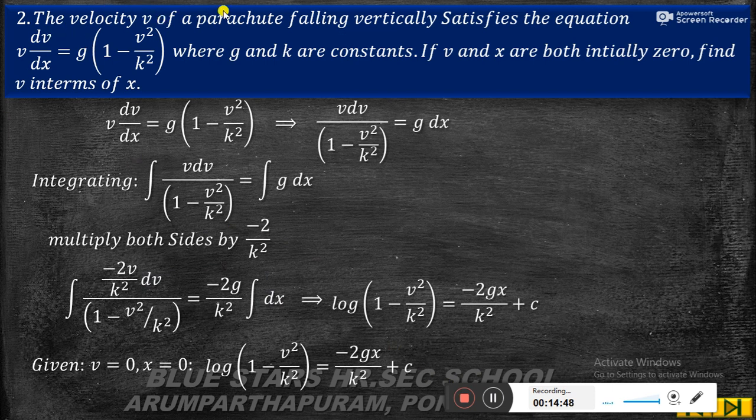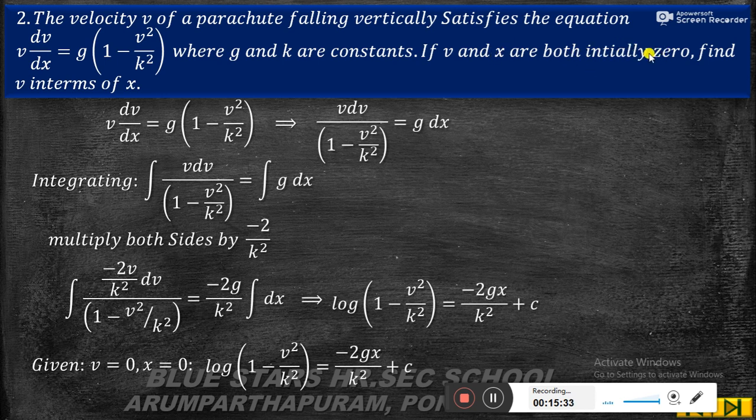second problem. The velocity v of a parachute falling vertically satisfies the equation v into dv by dx equals g into 1 minus v square by k square, where g and k are constants. If v and x are both initially 0, find v in terms of x. You read the question: the velocity v of a parachute falling vertically satisfies this equation, where g and k are constants, and v and x are both initially 0.